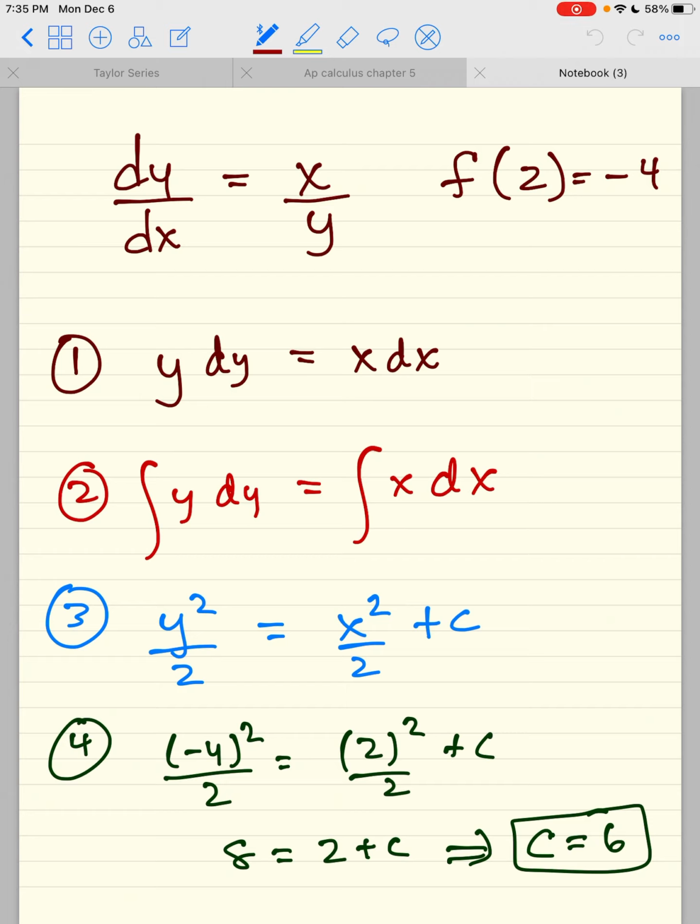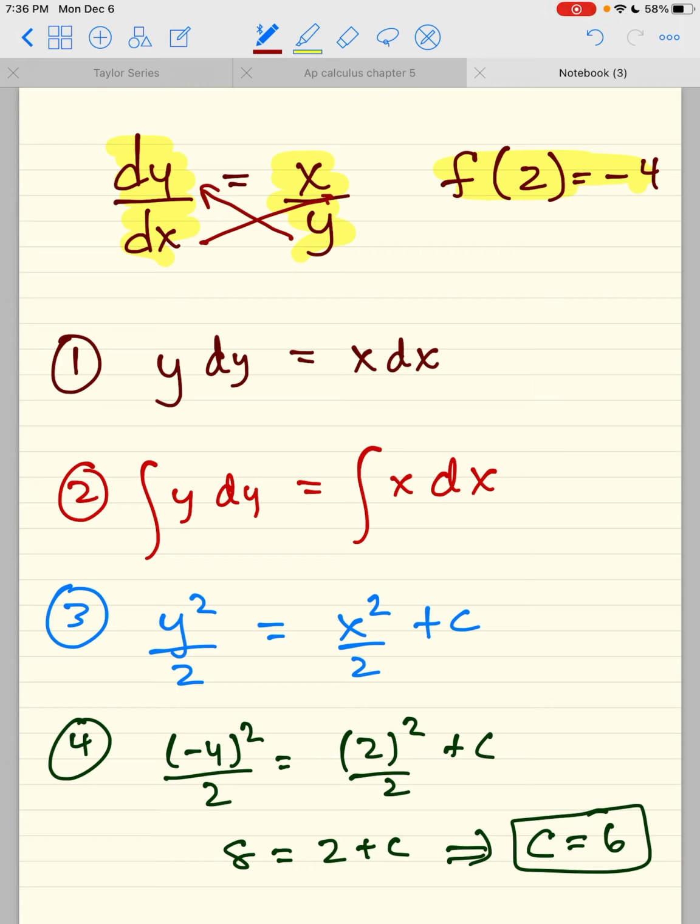Now I did this one out for you guys already, so we don't have to waste time, but let's solve the differential equation of dy dx equals x divided by y. Here's our point that it's going to pass through. Step 1 is to make sure the y's are on the same side. So I'm going to bring the y here. It's like cross multiplying, and the dx here.